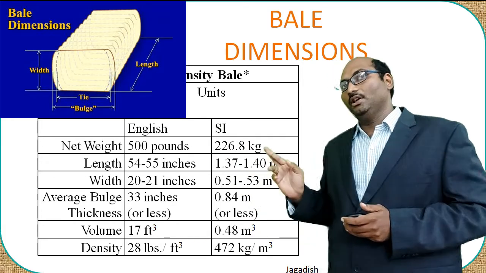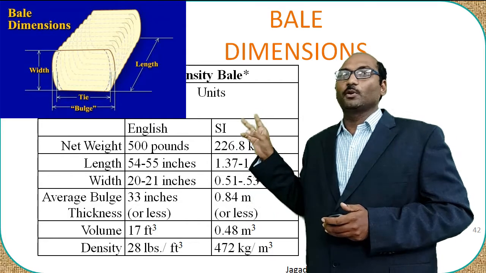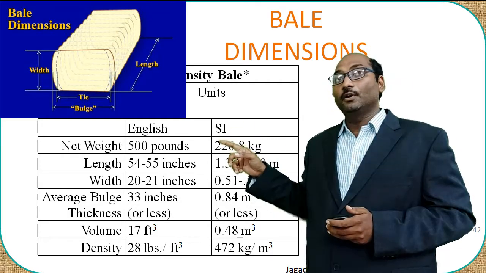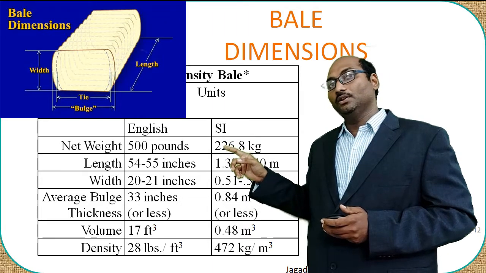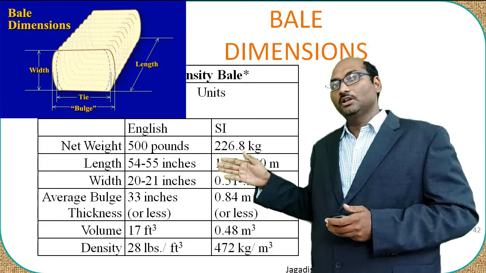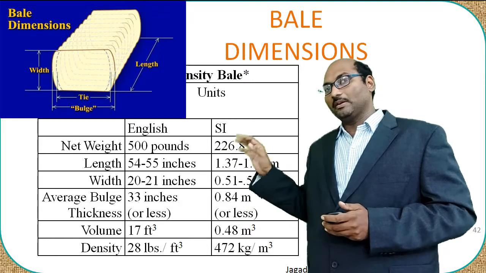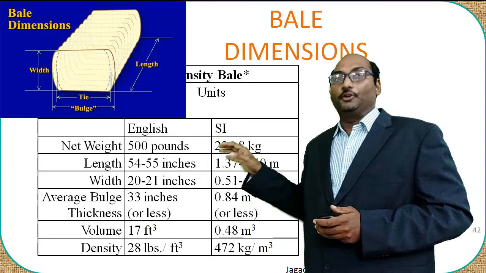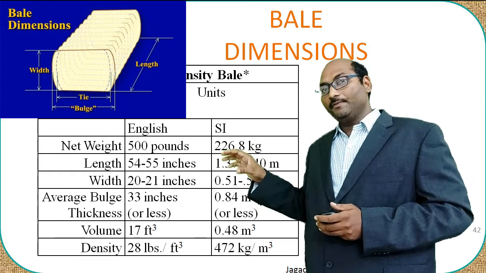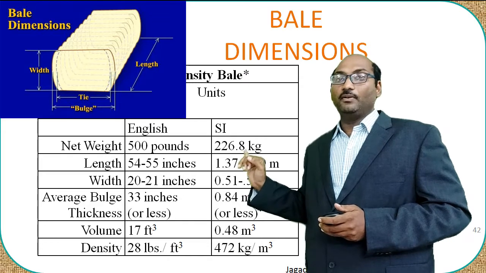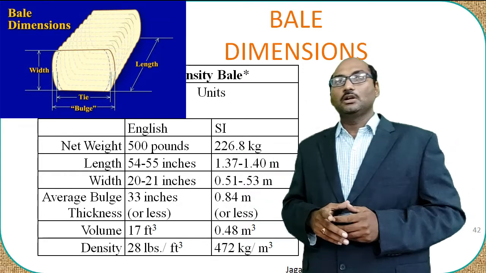Okay. So, if you see, in English system and SI system, weight should be 500 pounds. That means 226.8 kg. Okay. The length is 54 to 55 inches. And width is 20 to 21 inches. And average bulging is okay. The tying area is somewhere around 28, that means the bulge thickness should be 33 or less. So, in this mechanism, the volume is 17 feet cube for the entire bale. And the density is 28 lb per cubic feet. See, these are the general dimensions for bales.